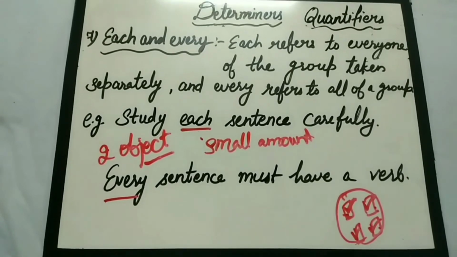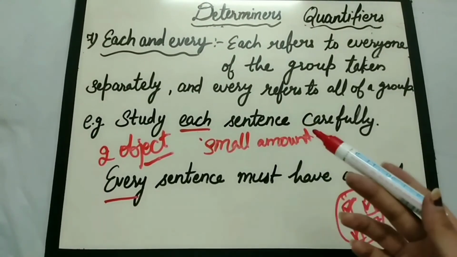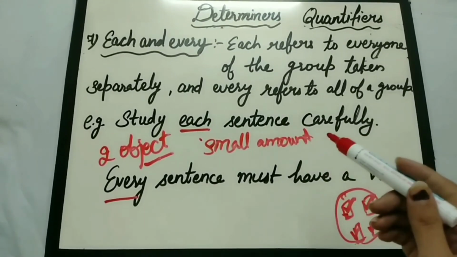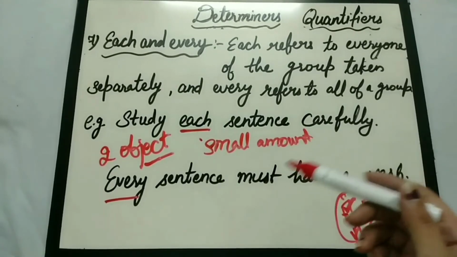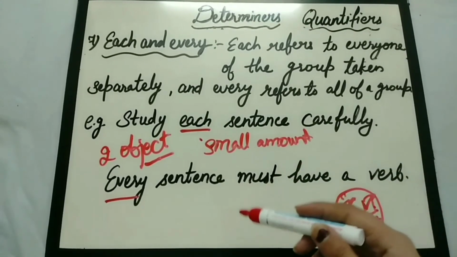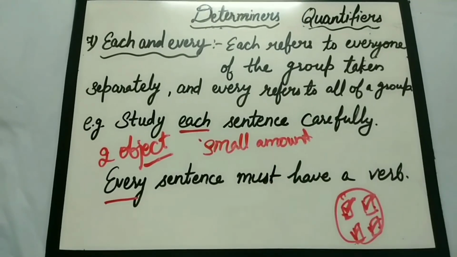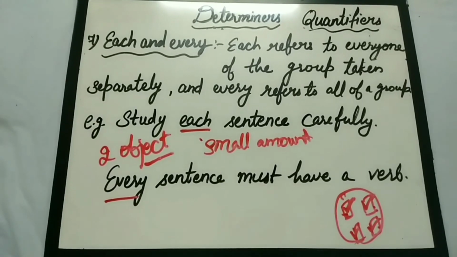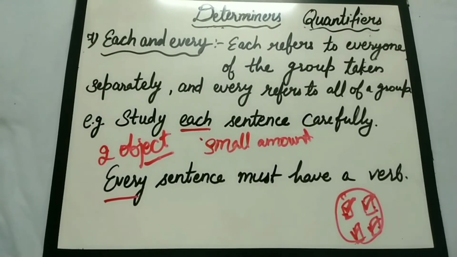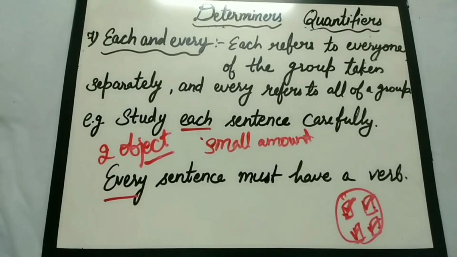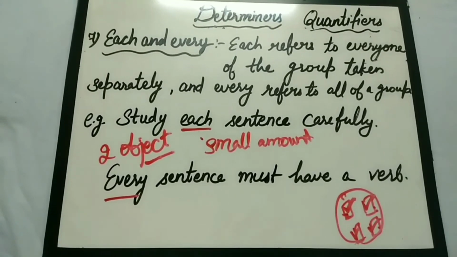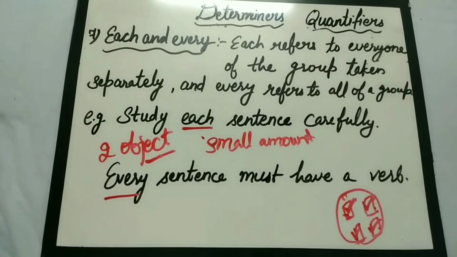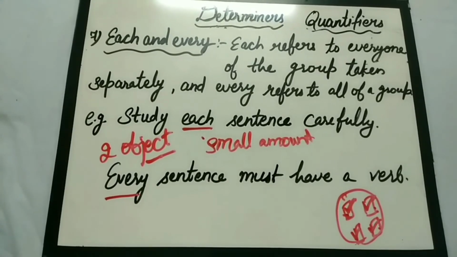There is a much more difference. Each is used alone, like we can say each student, each book, but every cannot be used alone. Each person can be used, but every person is not suitable. So when there are two things being referred to, we use only each, and when we are referring to all the members, all the things in the group, then we use every. Each and every can both be used interchangeably at times also.